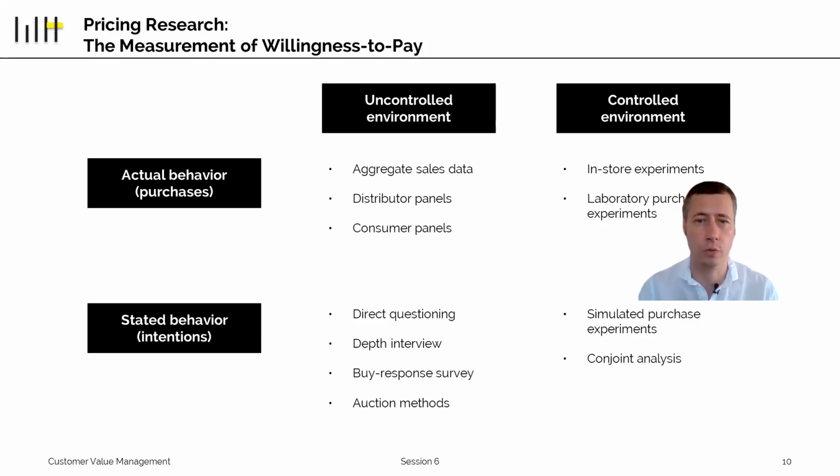Now, if you cross those two dimensions, you get four different groups, and we are going to talk about each of these groups now in more detail. Let's start with the top left, which is uncontrolled environment and actual behavior.